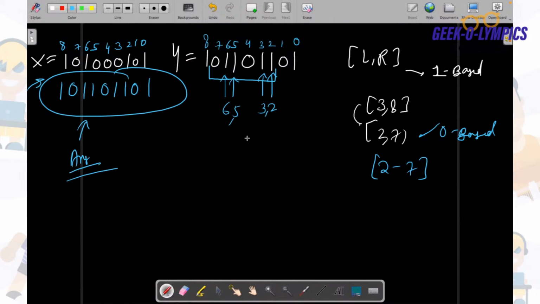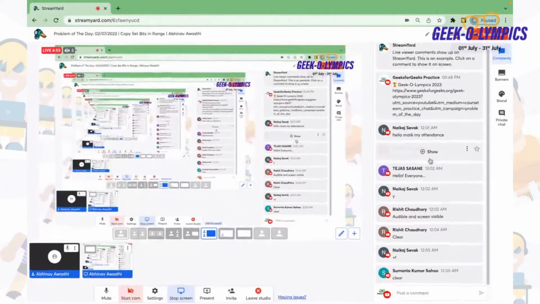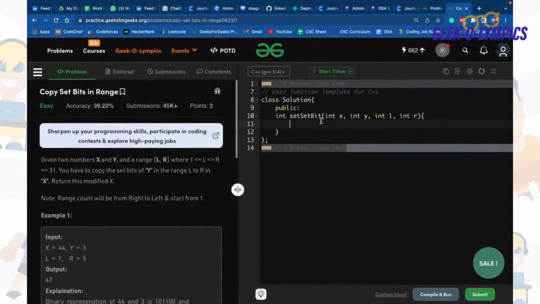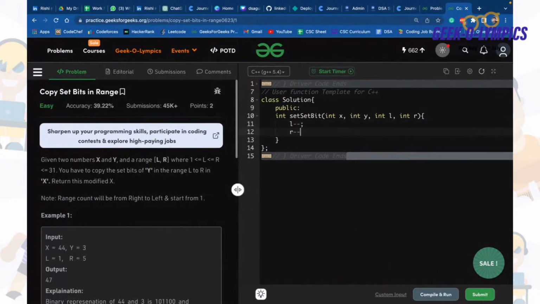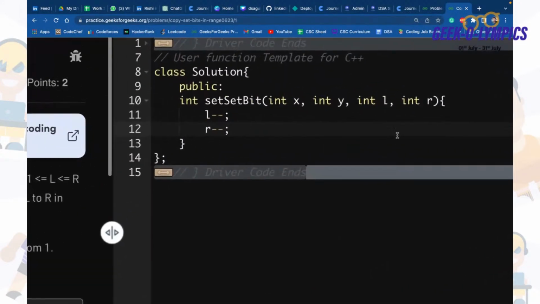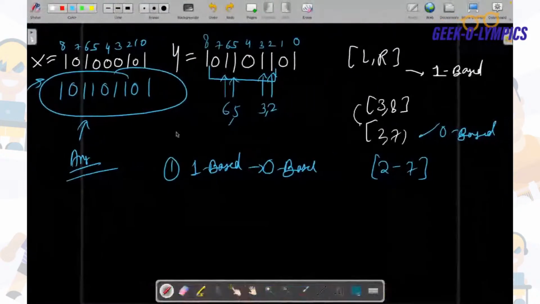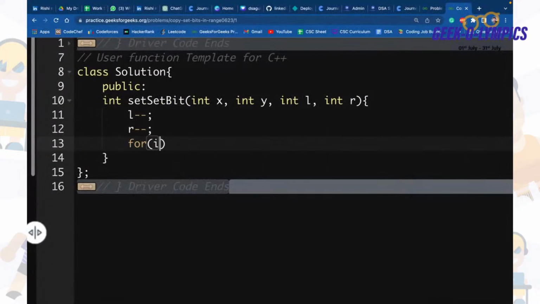So let's see what the steps are. The first step is to convert the 1-based values of L and R to 0-based. To convert, we simply subtract 1. If it is 3 comma 8, make it 2 comma 7. So we will do L minus minus and R minus minus. That's the first step. The second thing is, as they say we have to consider only bits from L to R, we'll have a loop starting from L till R.